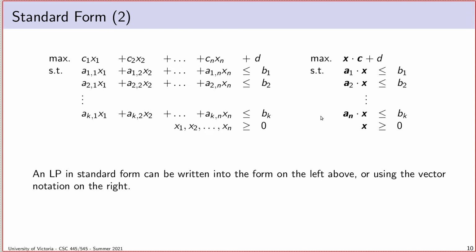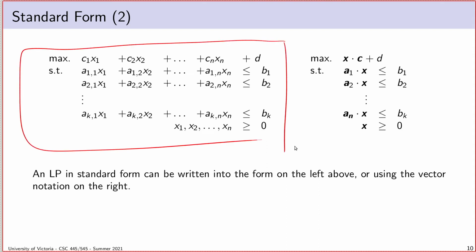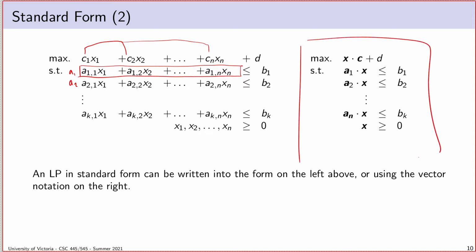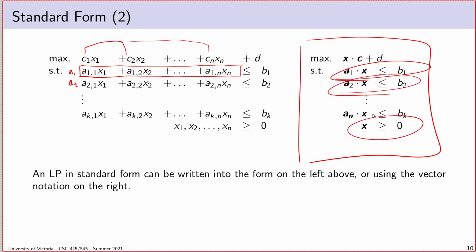If I have an LP in standard form, I can always write it like this. I can represent it in long form looking like this, or I could view each row as a vector equation involving a vector a_i. So here's row i. So this would be a1, a2. I define a vector for the coefficients in each row. I define a vector c of all of my objective function coefficients, and then I could write it with vector notation. I could say I want to maximize the product x dot c plus this constant d, subject to a1 dot x is less than or equal to b1, a2 dot x is less than or equal to b2, and every optimization variable x is greater than or equal to 0.